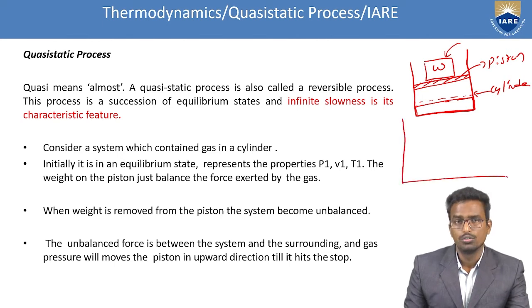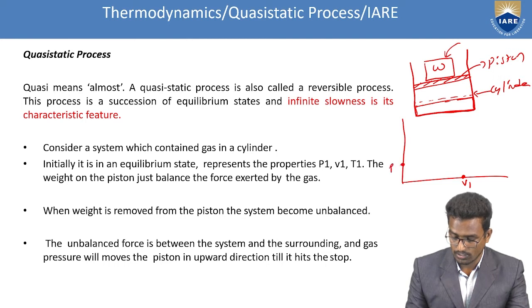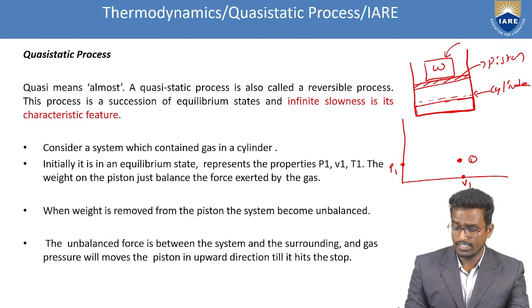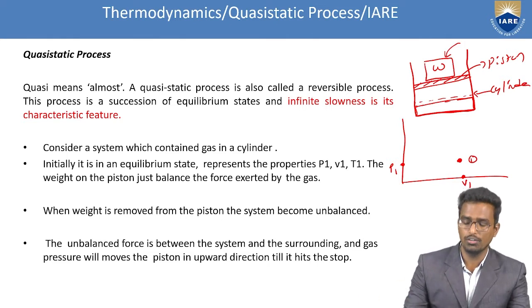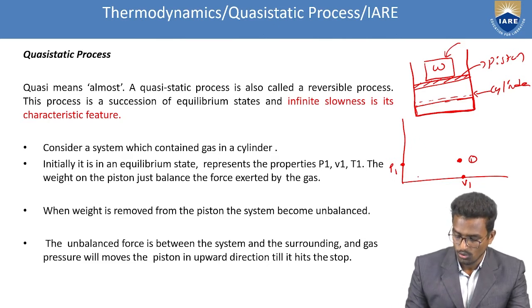If I draw the PV diagram for this one, I can draw it this way. First condition: at the initial condition, the volume is V1 and the pressure is P1. So the combination is the first point. Next, at the second stage, because of the addition of weight, the volume of the cylinder comes down. That means the air occupied in the cylinder comes down, to the position of V2.